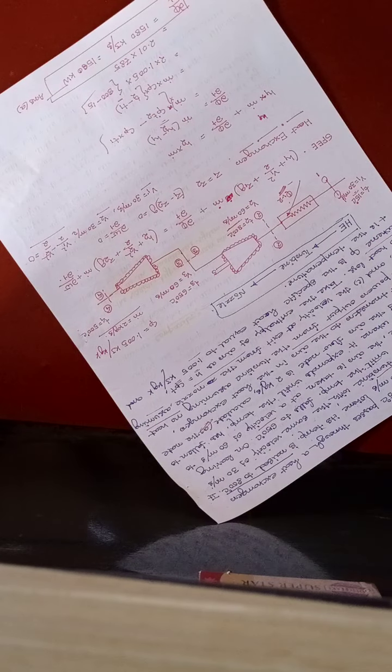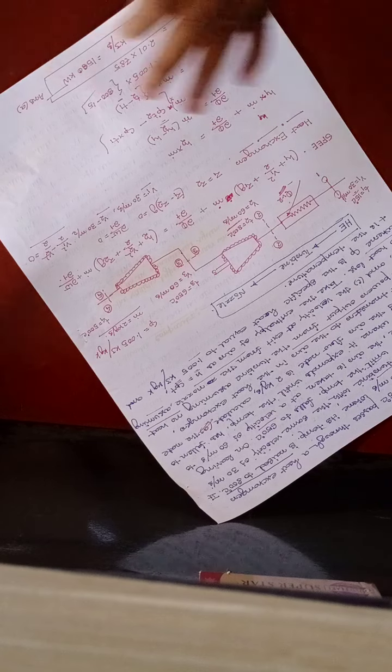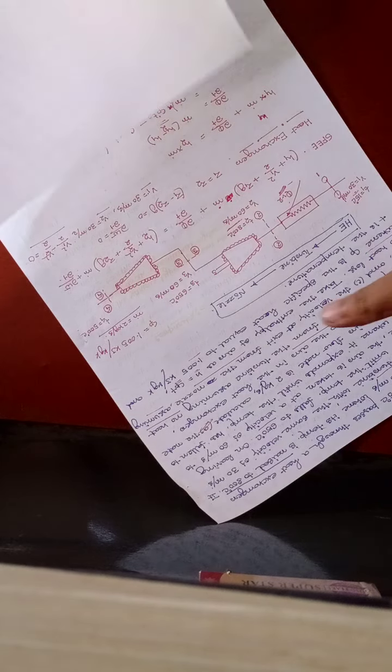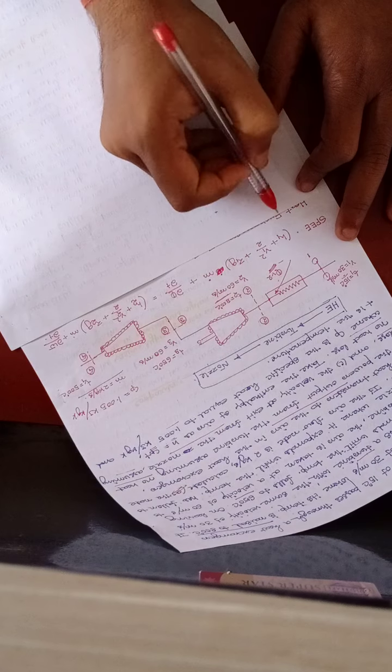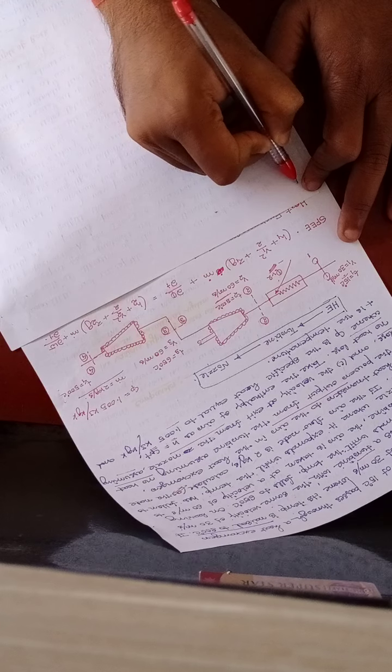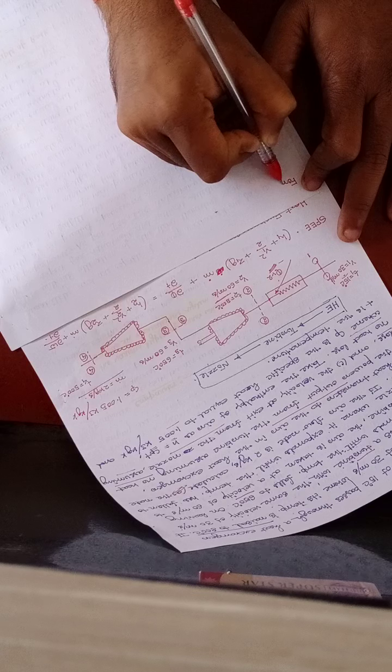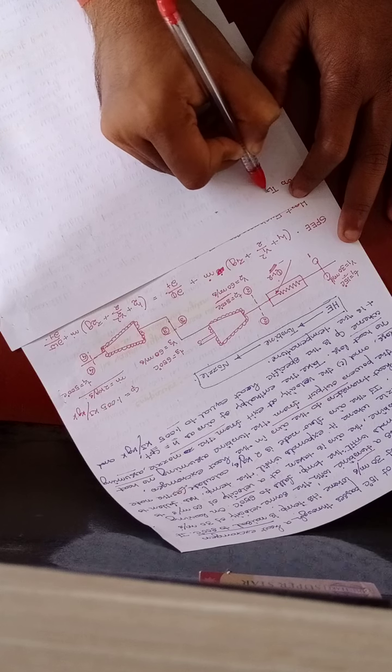So A is solved. Now we have to find out the power output from the turbine, assuming no heat loss. Okay, so let us do that. To do this, we will use the same steady flow energy equation for the turbine. So for the turbine, what can we say?